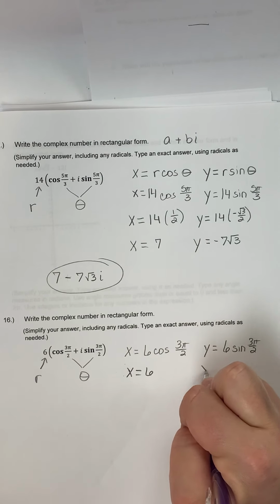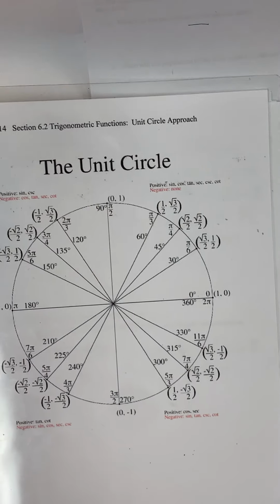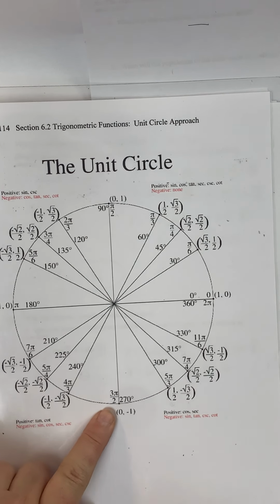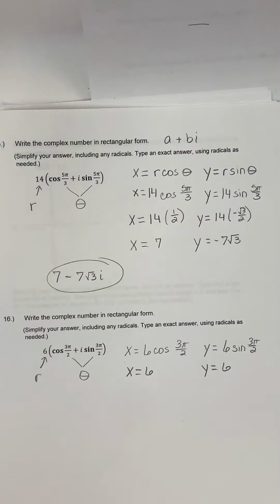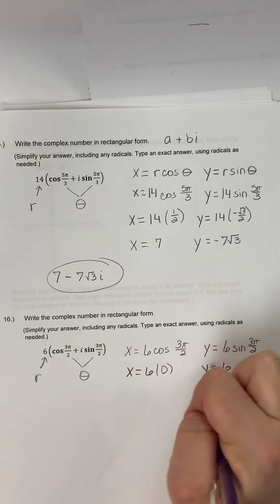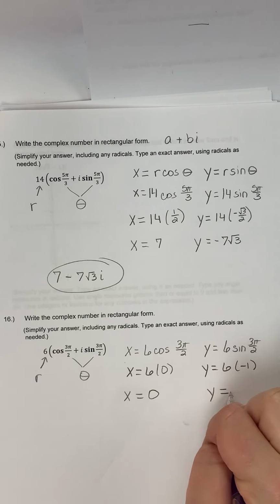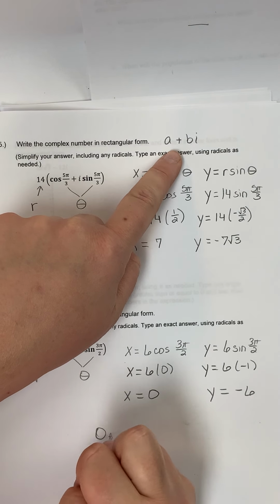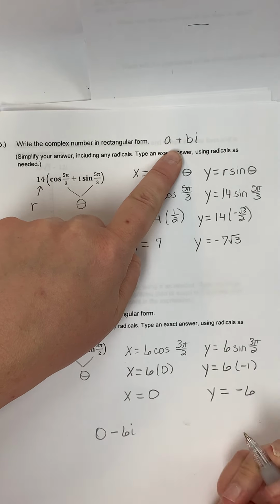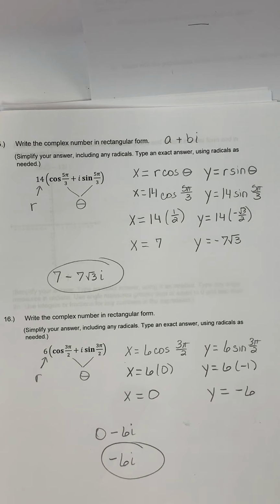All right, now we need to know, what is 3 pi over 2? Well, remember, 3 pi over 2 is down here. It's 270 degrees, so my cosine is 0, my sine is negative 1. So x equals 0, y equals negative 6. Here's the form I'm looking for, so I would have 0 minus 6i, but negative 6i is all you want. You don't have to worry about that 0.